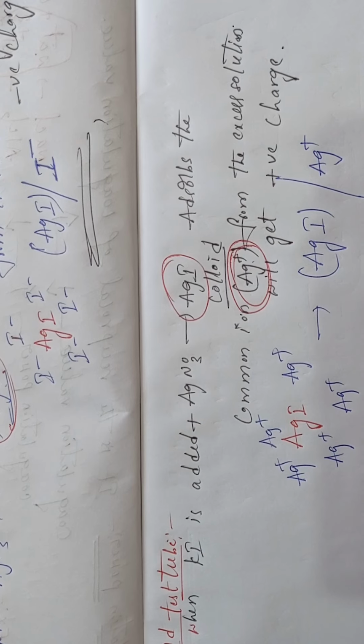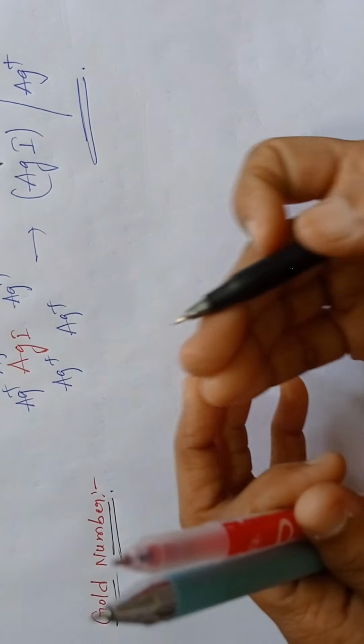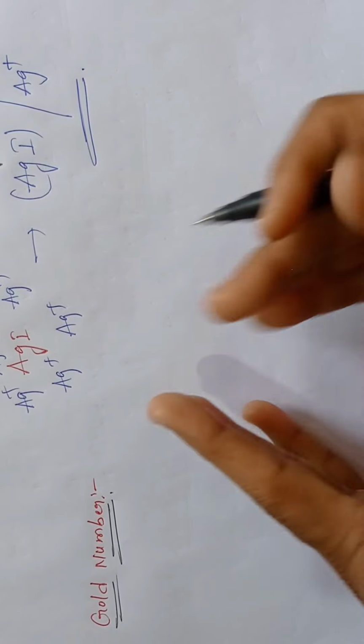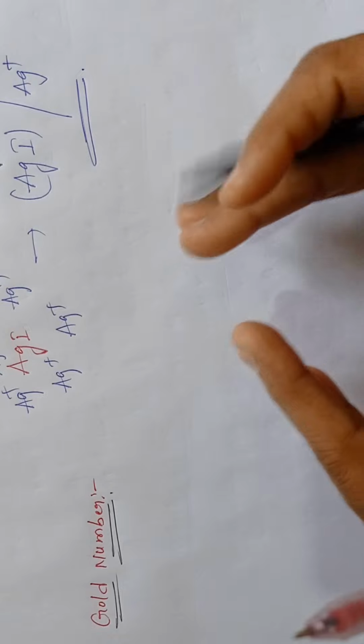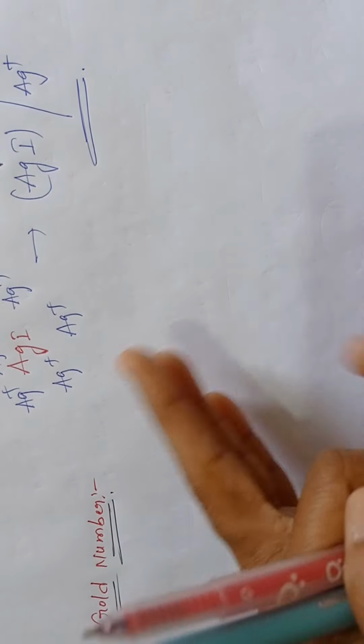Okay. Next one, the best trick. I'm going to discuss the best trick to understand the gold number. See, students, now I'm going to discuss the gold number. First of all, I'm not giving the definition. I will first discuss an example, students. At that time you can understand. After that I will give the definition.